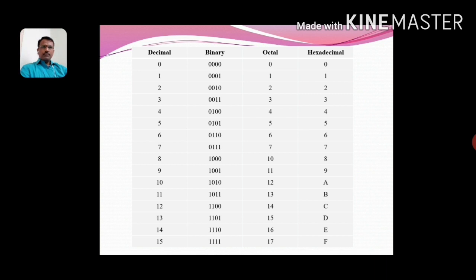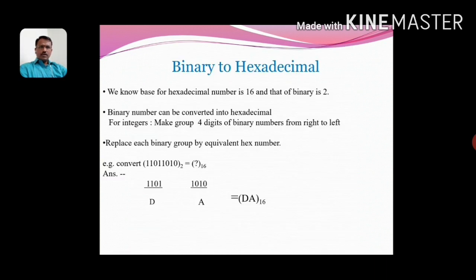So this table is very important to convert a number from one number system to another number system. So here, decimal numbers from 0 to 15 and their equivalent numbers in binary, octal and hexadecimal are given in this table, and this table is very important for interconversion of numbers. Already I told that we will focus on these 2 number systems, binary and hexadecimal. So we know the base of hexadecimal is 16 and that of binary is 2. So a binary number can be converted into hexadecimal.